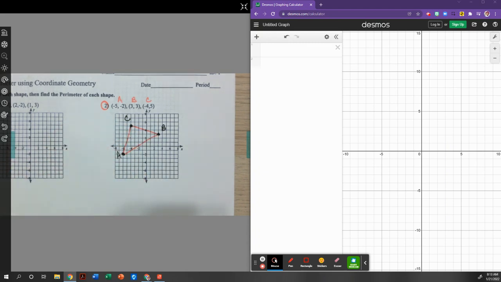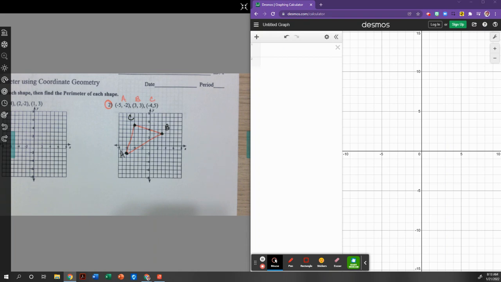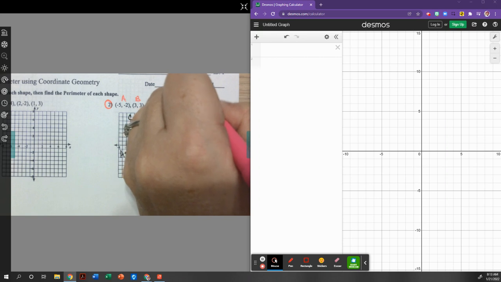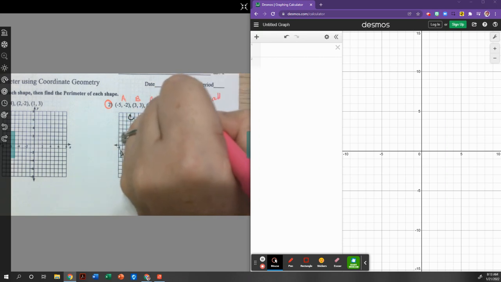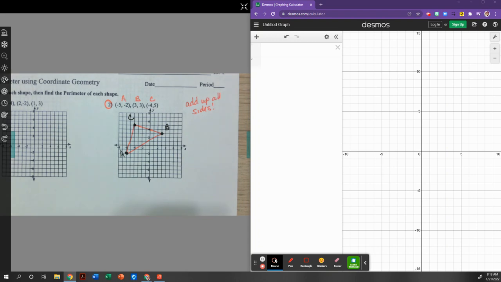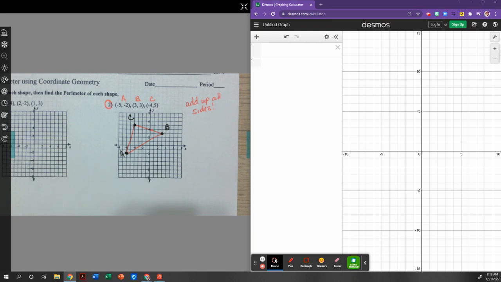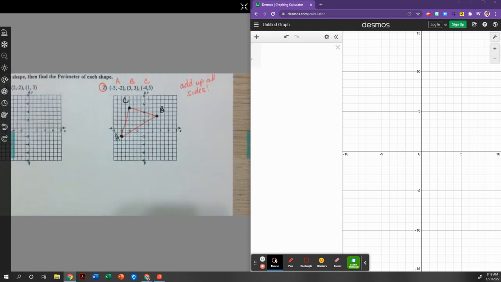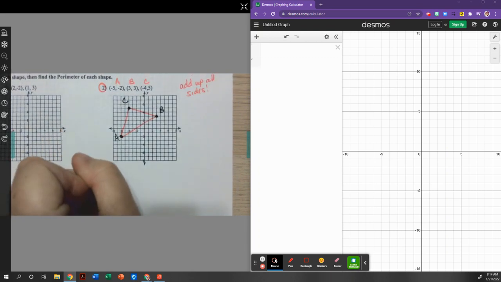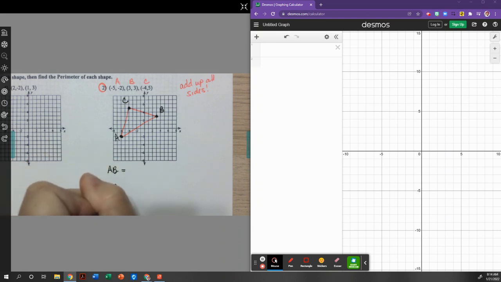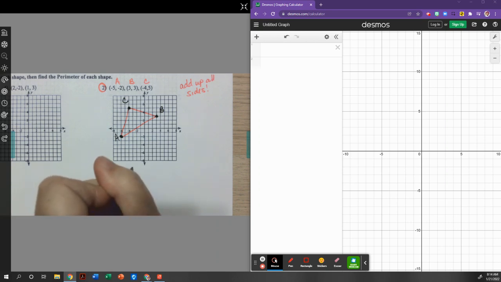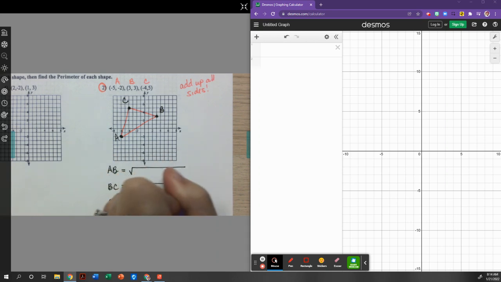All right, and what I've been asked to do is find the perimeter. If you remember, we talked about perimeter. We need to add up all the sides. So that means we need to find the distance from B to C, A to C, A to B. It doesn't matter which order we do this. So I'm going to do AB, then BC, and then C back to A. To find distance, we need our distance formula.